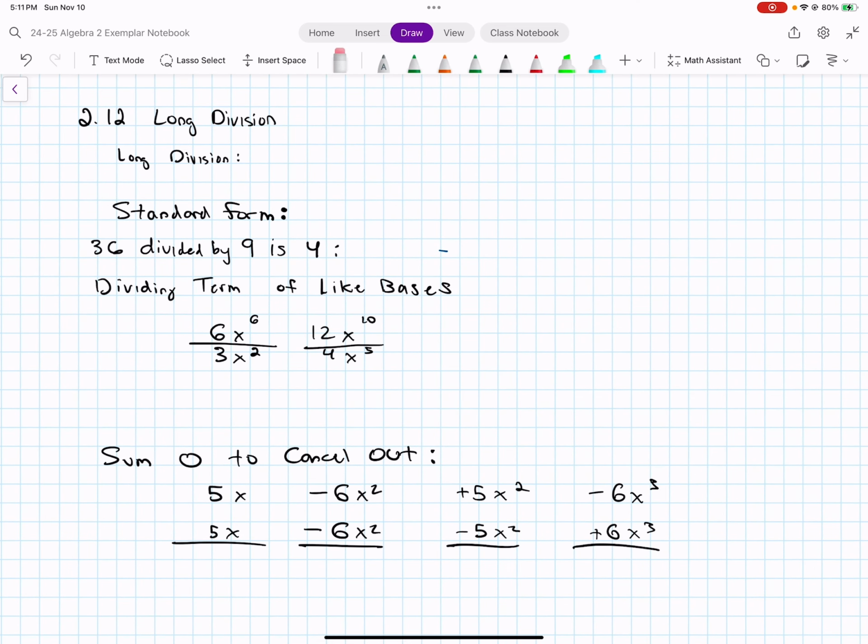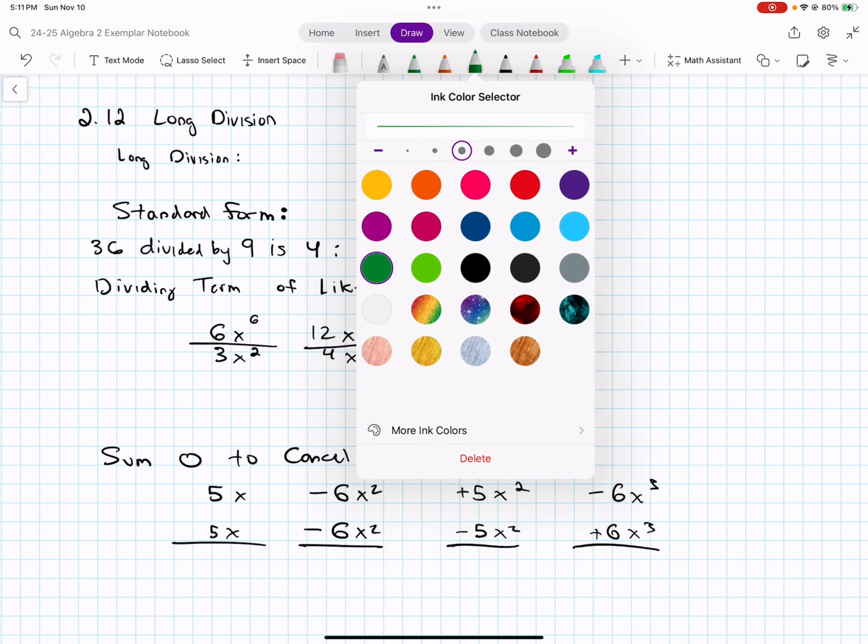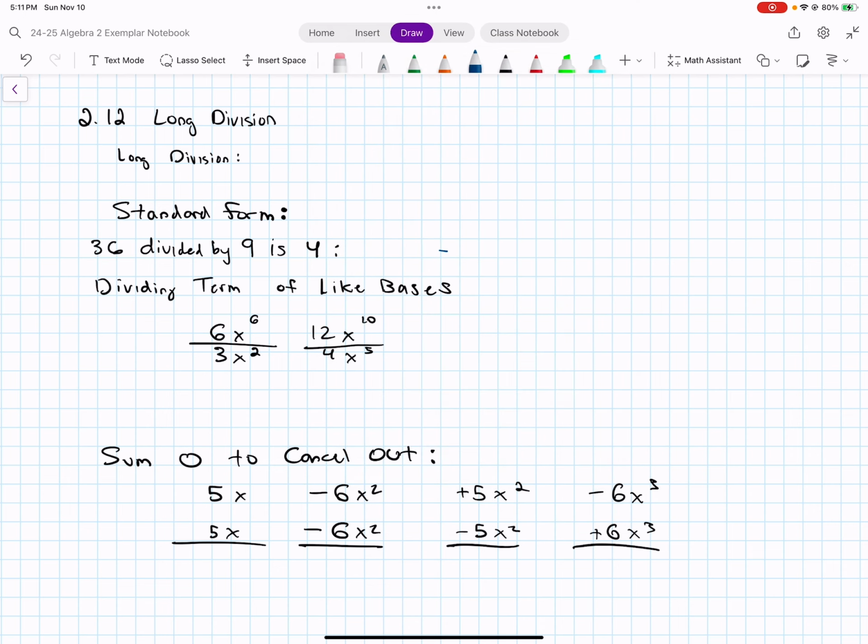Long division. Please, you can pause the video and start writing in the setup as you see here. So long division is a term-based method to divide polynomials to ultimately solve for roots.